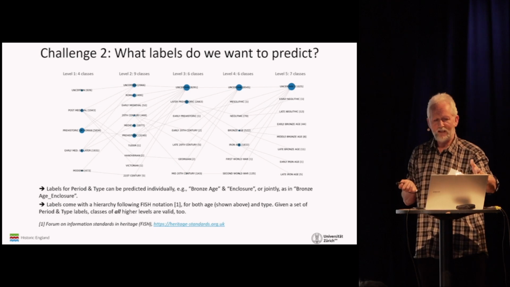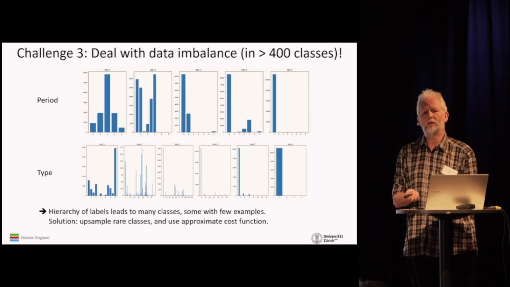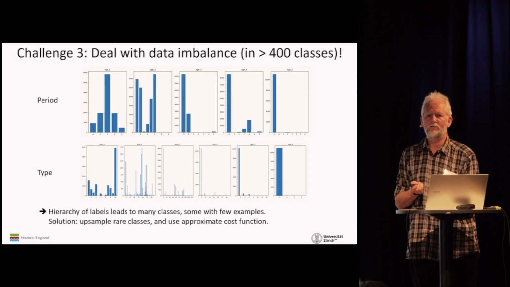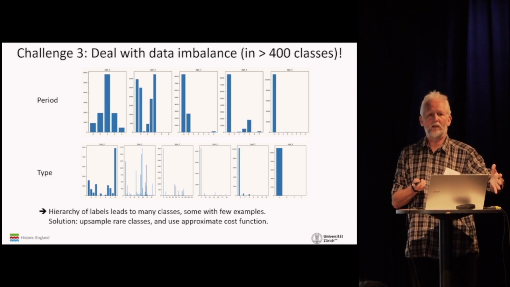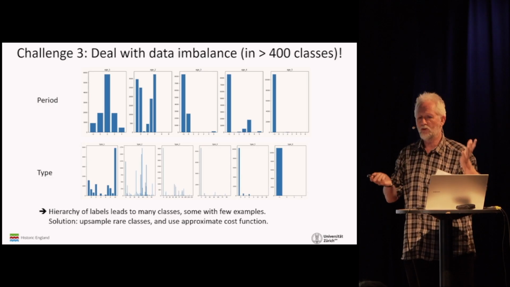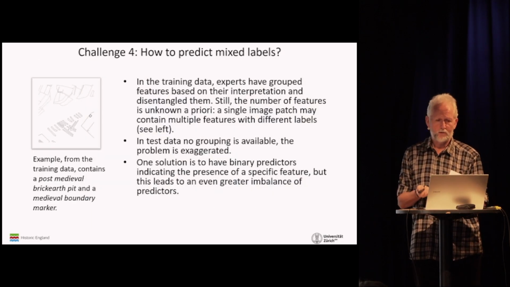Labels. I've talked about that, so I'll move on to the next one. Data imbalance is a big one because you know that there are certain types of features that you find a lot more regularly than others. Medieval ridge and furrow is going to massively outweigh almost anything else. Likewise, Bronze Age barrows. And again, predicting mixed labels.